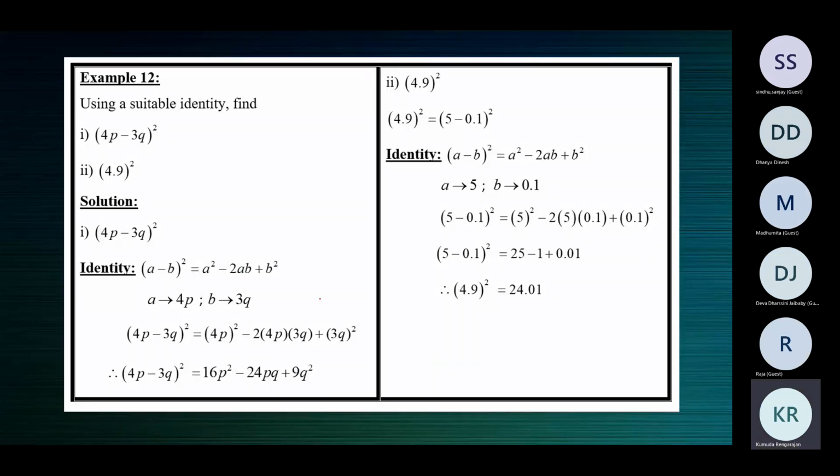Yeah, now let me first answer Danya's question. So Danya, now let me write A. Children, I've presented my screen. Visible, right? Yes, ma'am.